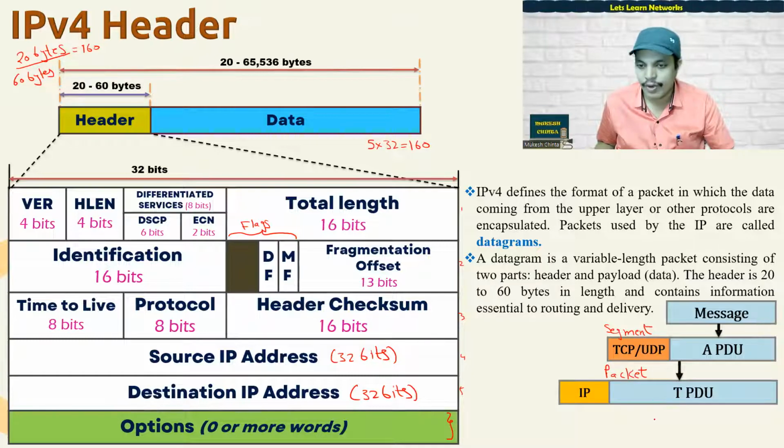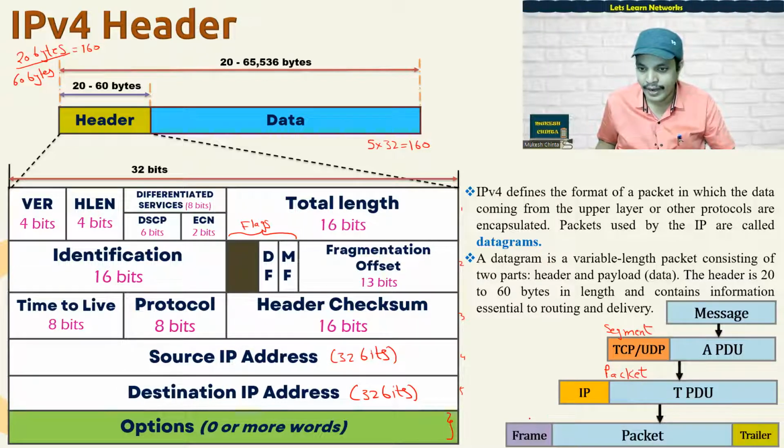This packet is then handed over to the data link layer, where we add a frame header and a trailer. Then we start calling it a frame. The packet is encapsulated here, followed by the trailer, which is used for error control by the data link layer. So this is how the encapsulation process happens in IP across the network, and how the packet is delivered to the destination. This header is the part which I am showing here.